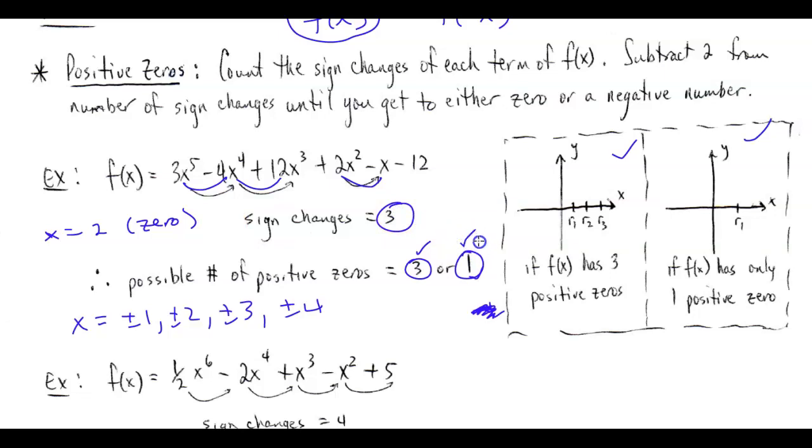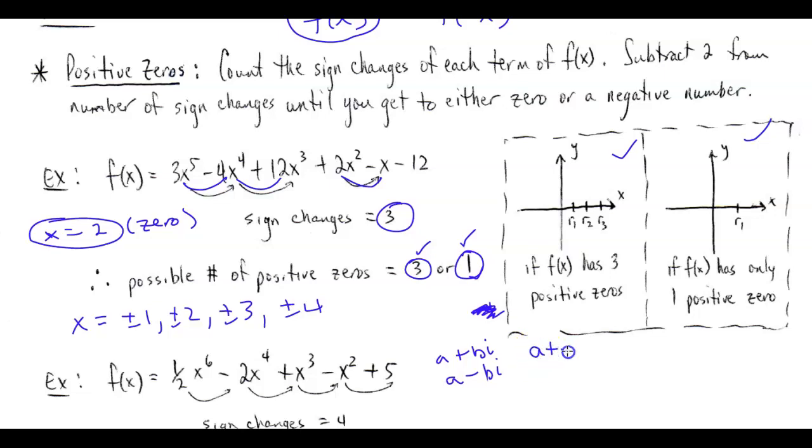That is the case where the possible number of zeros is 1, or we have to have 2 more. Say we try all of these, positive 1, 2, 3, 4, and see that the only zero we have is x equals 2. Then that tells you the remaining 2 zeros are either going to be complex conjugate pairs, or irrational conjugate pairs.